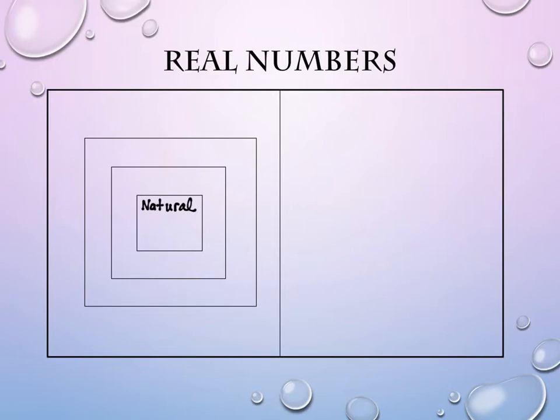And the natural numbers are like 1, 2, 3, and we will put dots. They continue on.